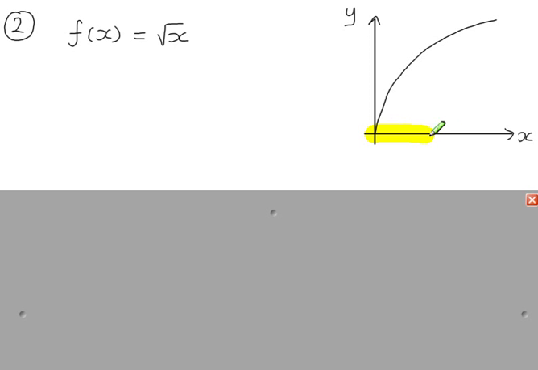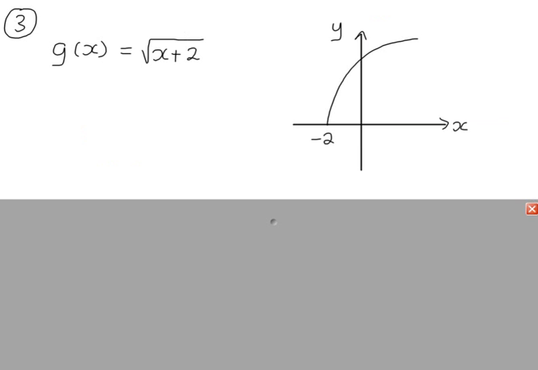Example 2, the domain, clearly this time, x can't take any negative values, so x is greater than or equal to 0. This is the domain. And the range on the y-axis is y is greater than or equal to 0. So we can't have any negative y values. In this example, the domain, the set of values along the x-axis, clearly that is x greater than or equal to -2. And the range along the y-axis, y is greater than or equal to 0.